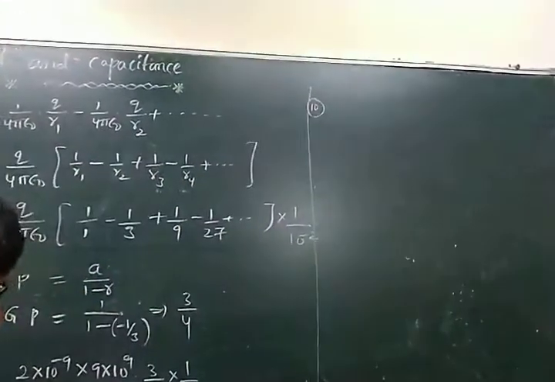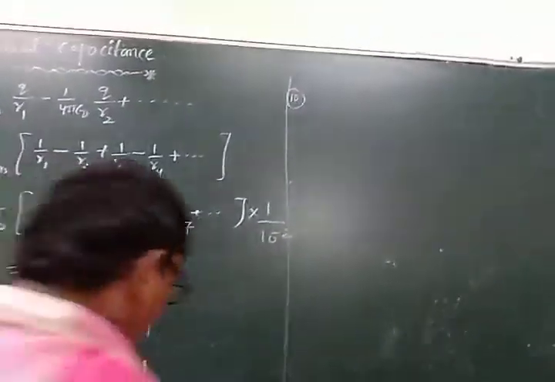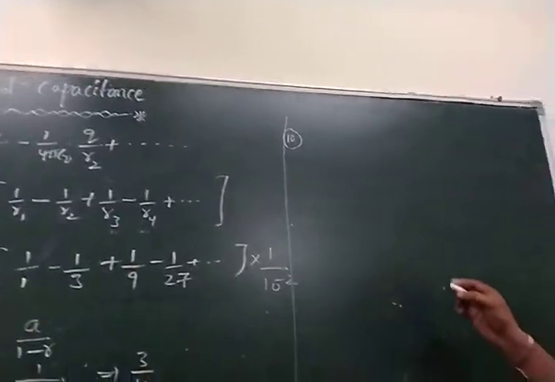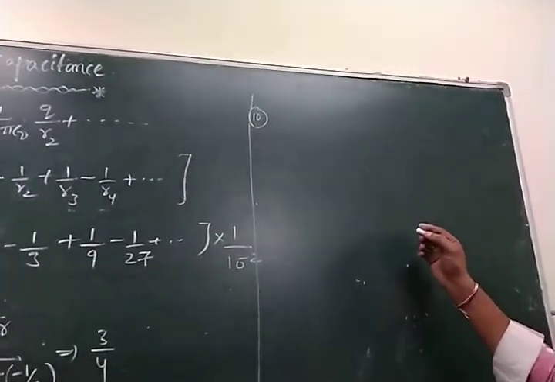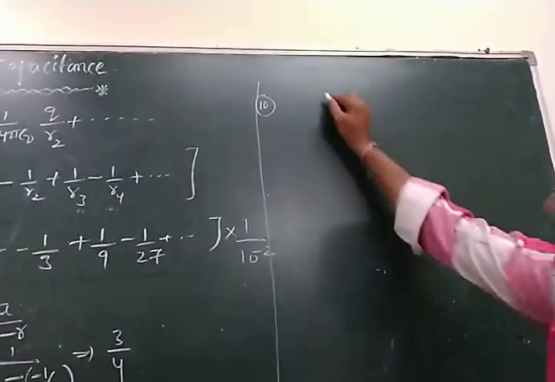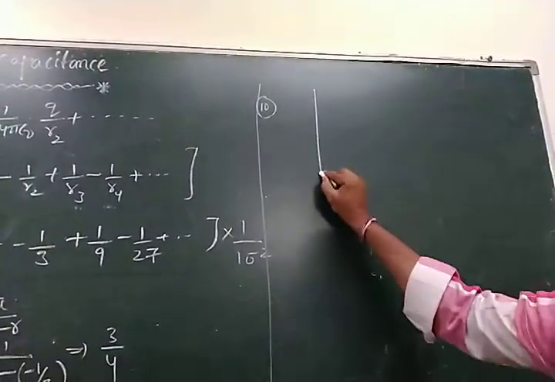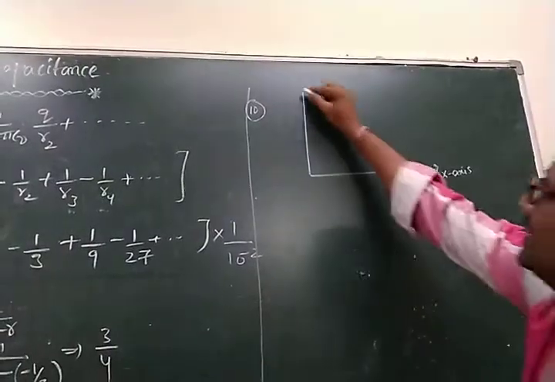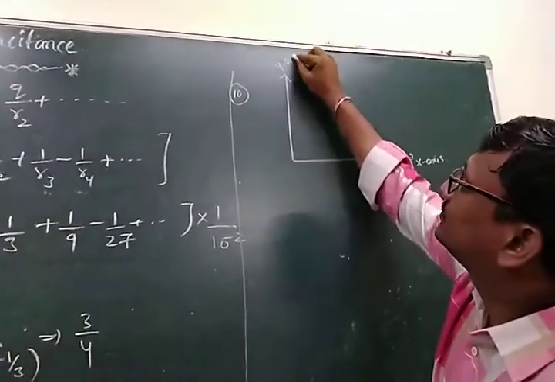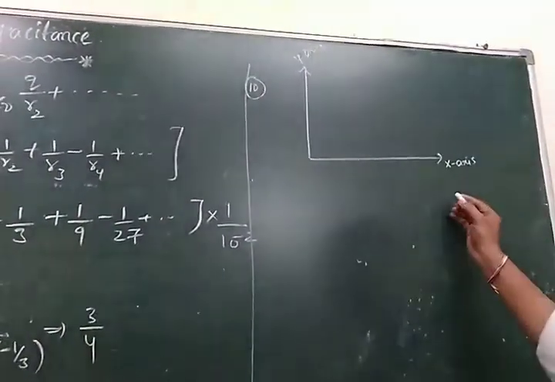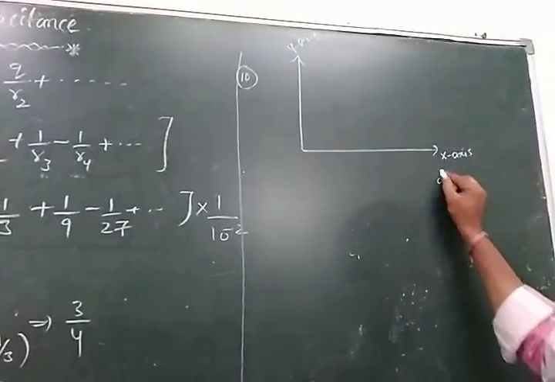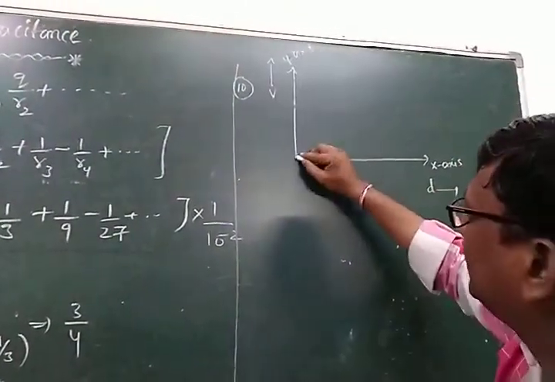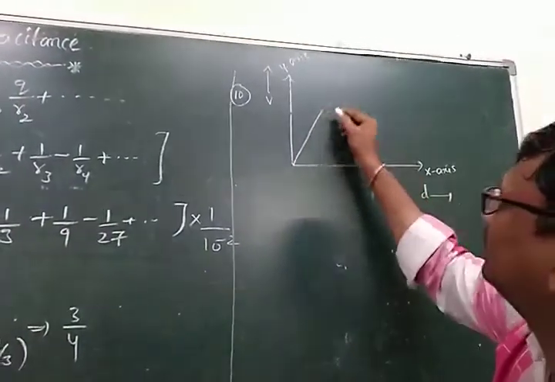Question number 10. The variation of electric potential with distance d from the fixed point is shown in a figure. The distance from the fixed point is along the x-axis, and the y-axis takes the potential. Here the graph, this curve is given.